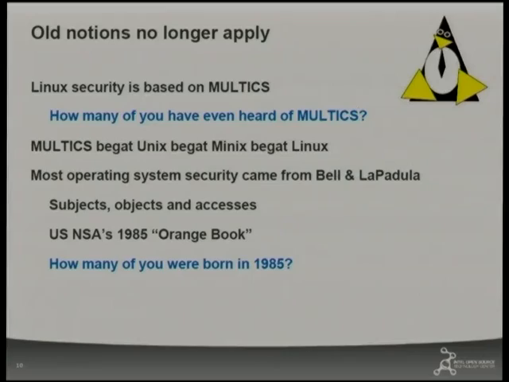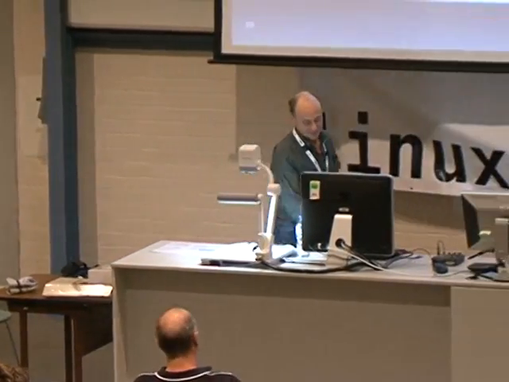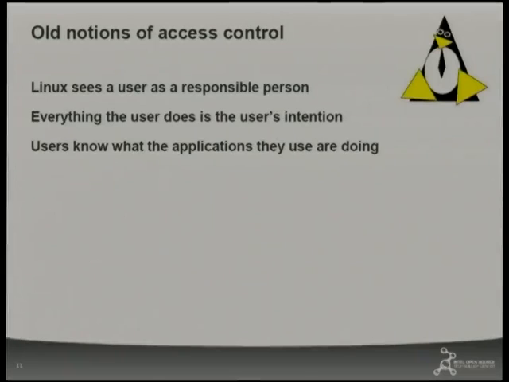So these notions that we've been working on are falling aside. We know how things used to be, and they're different now. So we have our old notions of access control. Linux sees a responsible person out there. You're running programs, they're linking with libraries, they're doing DLLs, they're putting up things on the screen. Linux thinks it's your fault if you don't like what you see. It's your fault if that program does something you don't want it to do. Why? Because you chose to run that application.